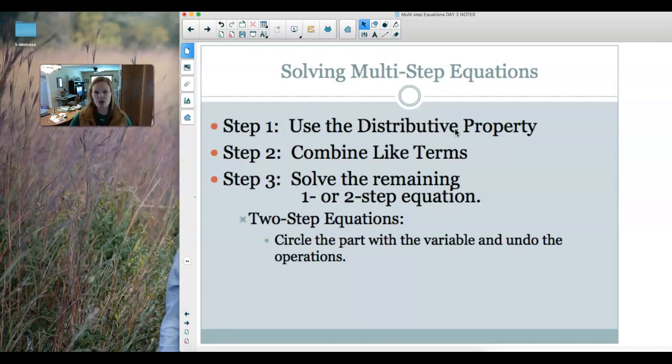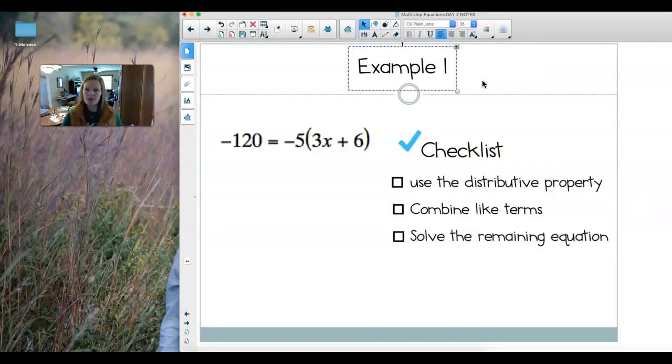Now today, we're going to add one more step. And that step is to use the distributive property first. So we always start with the distributive property, then combine like terms, and then finally solve it. It's really not that hard because it follows that very sequential pattern. Let's do 2 examples. I'm just going to do 2 because you can stop and rewind and listen to the video again if you need to. So I don't think I need to do 4 or 5 examples.